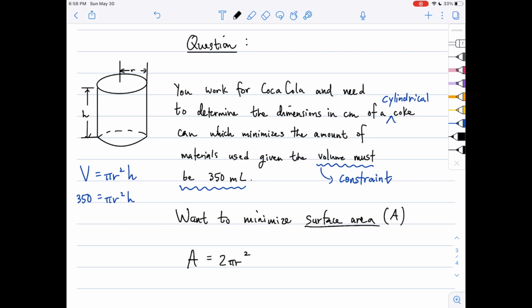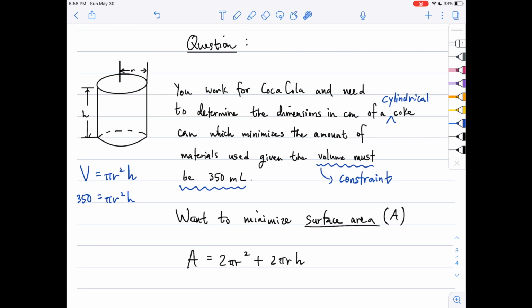And then the cylinder also has this area here, the area that wraps around, and you can find that area by taking the circumference of a circle and multiplying by the height. So that's going to be 2 pi r, which is the circumference, times the height. Okay, and so that's the surface area of a cylinder, and that's what we want to minimize. So here A is the variable that we want to minimize, or you can think of A as the dependent variable.